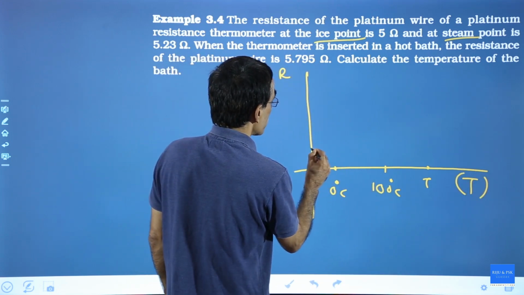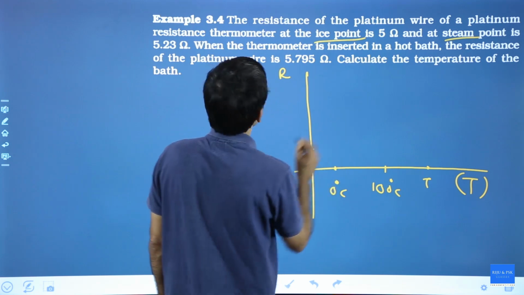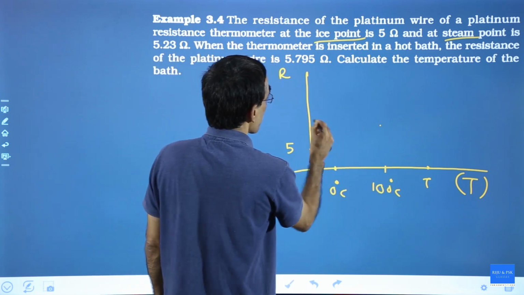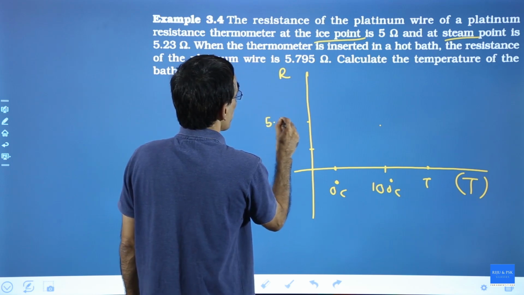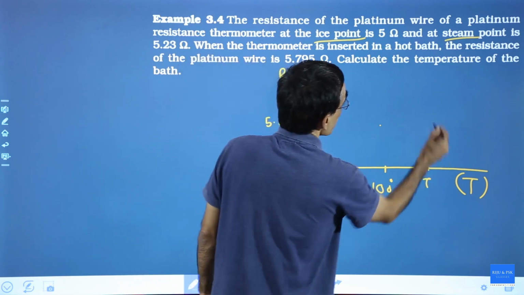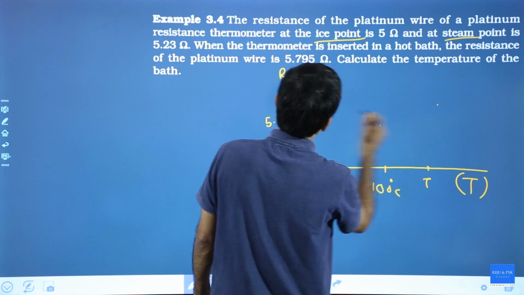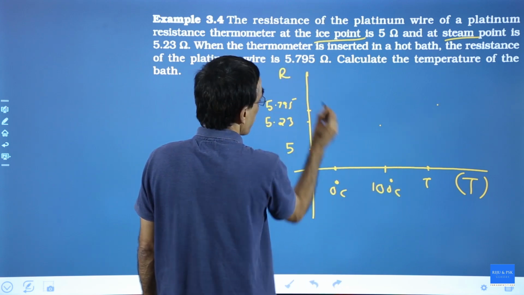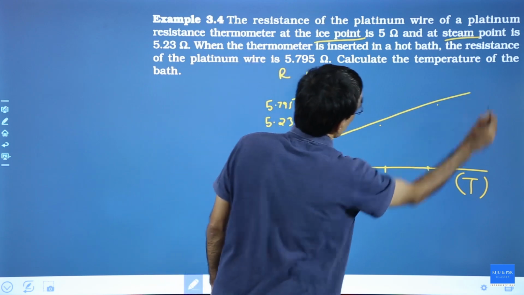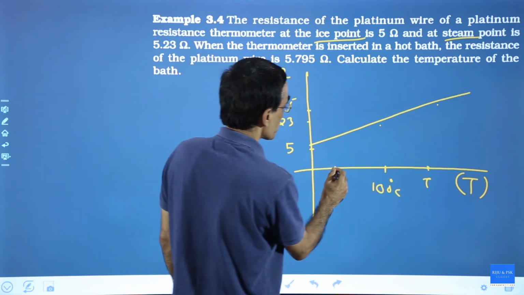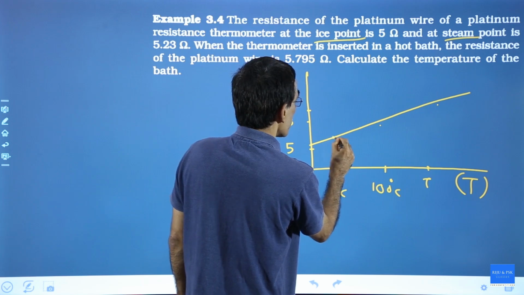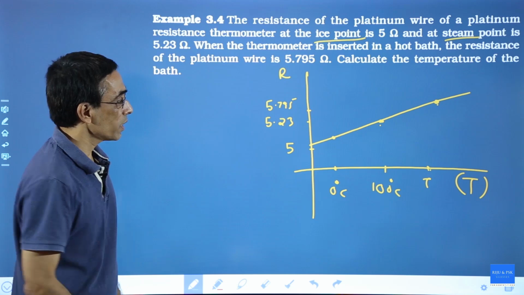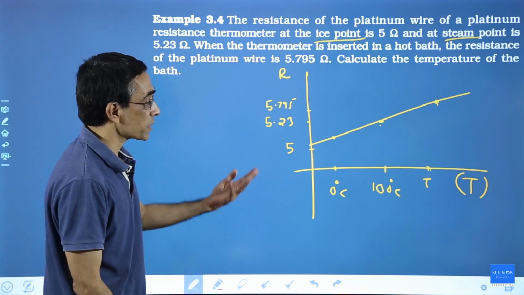Now at 0 degrees Celsius there is a resistance. How much is that one? That is given as 5 ohm. At 100 degrees Celsius there is a resistance. How much is that? That is 5.23. At the new temperature there is a resistance and that is given as 5.795, and all of them should lie in a straight line. I mean roughly should be in a straight line. Okay, so there is a point here, there is a point here, there is a point here corresponding to the three values. Now the slope between any 2 points must be the same.